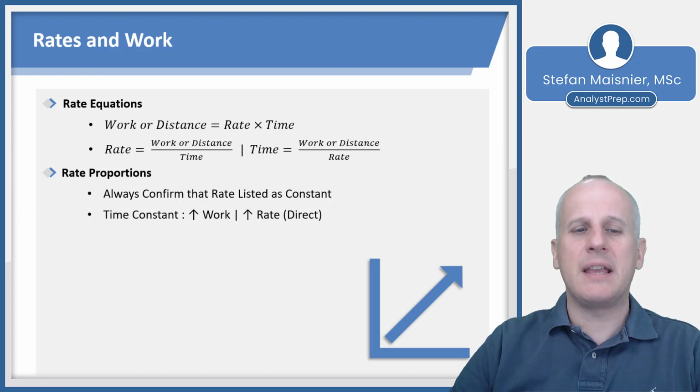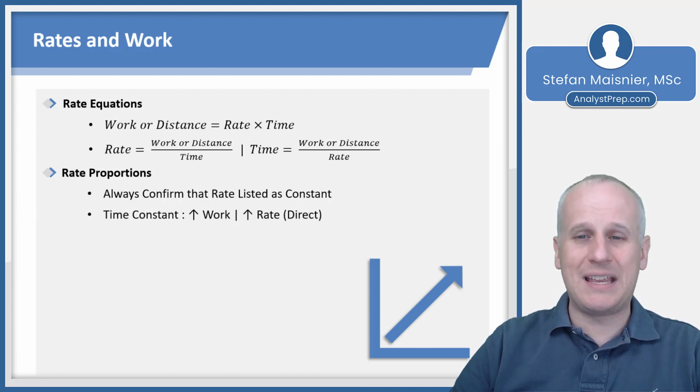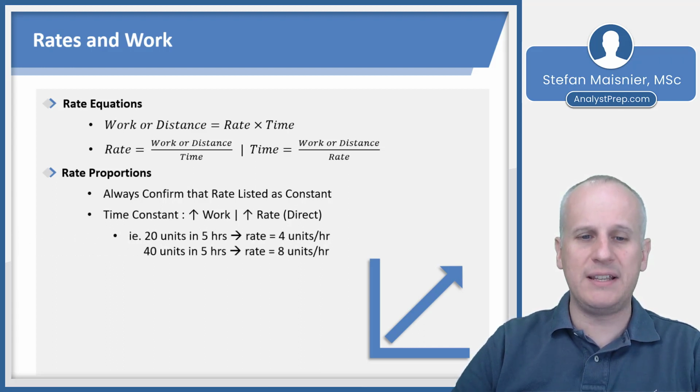Now, that said, if we're talking proportionality, we're going to keep one of the three variables constant and then consider the relationship of the other two variables on each other. So if we keep our time constant, when you increase work, you'll increase rate. This is what is known as a direct relationship. You can see this, for instance, if we do 20 units in 5 hours, that rate is going to be 4 units per hour, just 20 divided by 5. But if we doubled the amount of work, we're going to double our rate. So if you did 40 units in the same 5 hours, you'd have a rate of 8 units per hour.